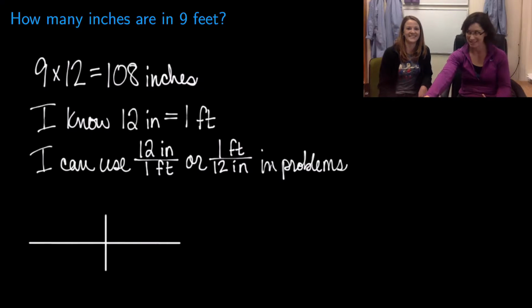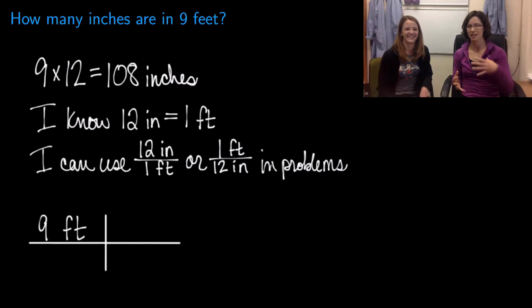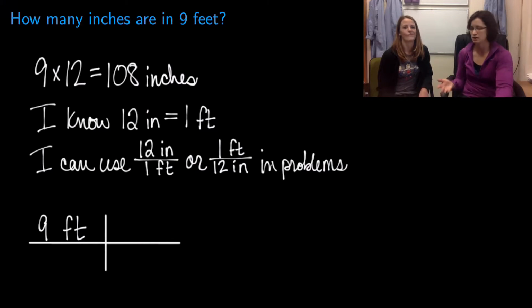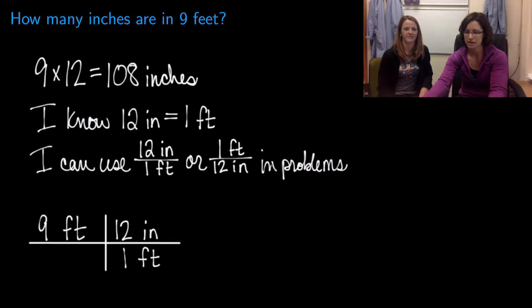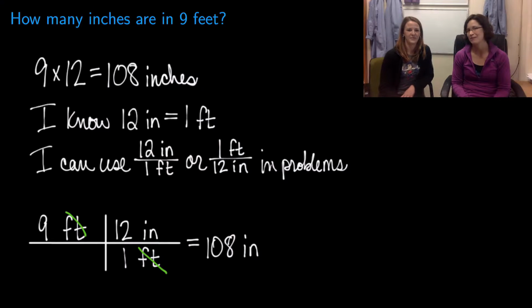So you set up your railroad tracks, and then you write your original number there. You have your 9 feet, and it's sitting there on top. And then you ask yourself, am I supposed to use this fraction or this fraction? Well, if you want the feet to go away, feet needs to be on the bottom. And so that indicates that we are supposed to use this conversion factor. You use that one, and the feet cross out. What you get is 9 times 12. See, the 12 is on top. That tells you to multiply, not divide. And so the inches survives, and that's the answer.